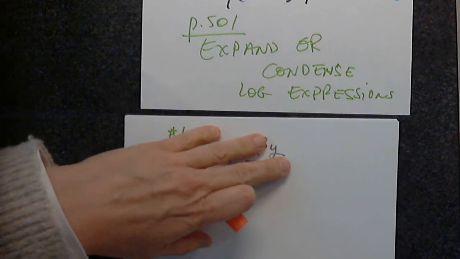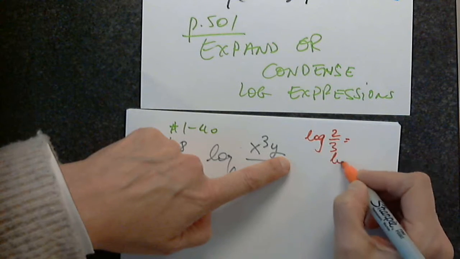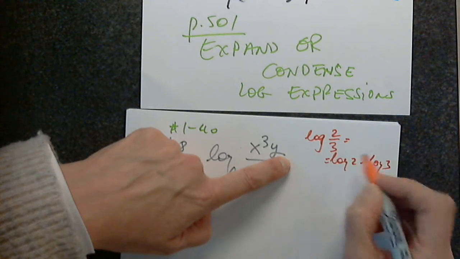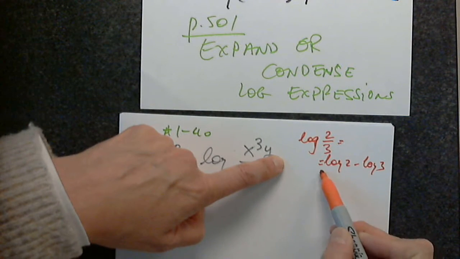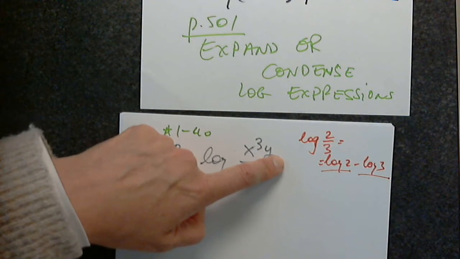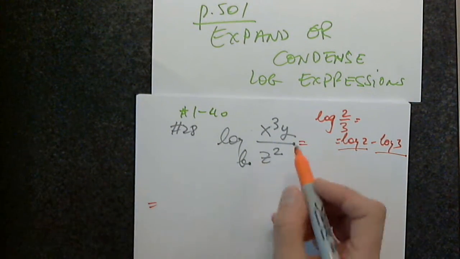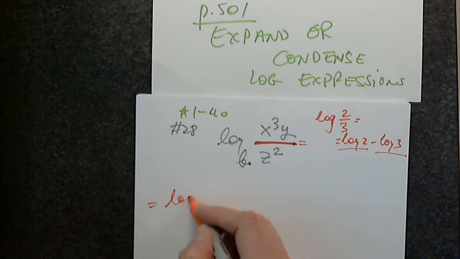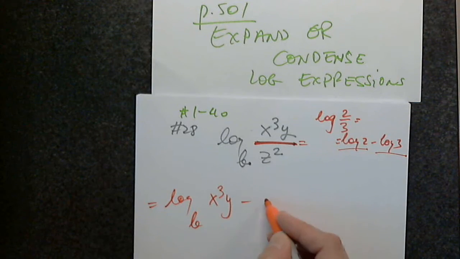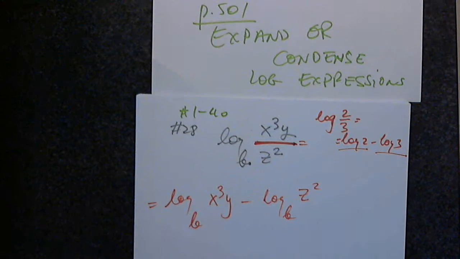If you remember, we had a very simple example a minute ago, like log 2 over 3, and you said this is log 2 minus log 3. This cannot be expanded further. This is the simplest possible log. In the same way, we're going to apply those properties here. The first property I have to apply is for the ratio. So this is log base b of x cubed y minus log base b of z squared. So we finished with the quotient rule.